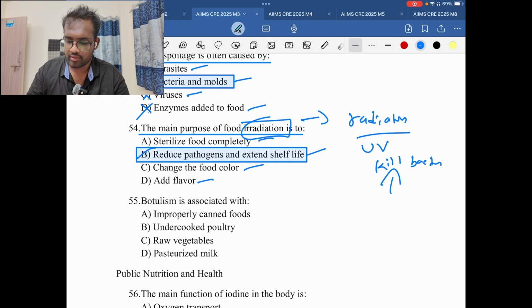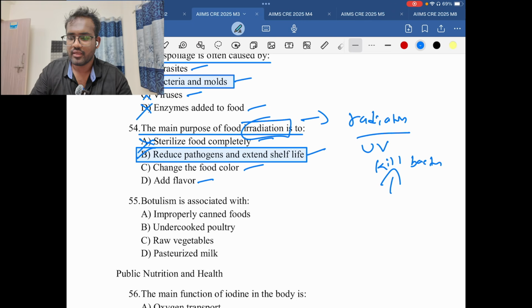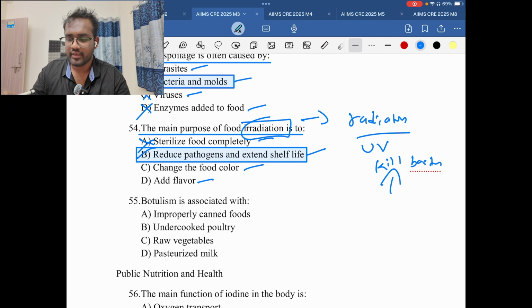Okay, sterilizing food completely is not the answer, because in food irradiation they will suppress the bacteria and extend the shelf life. It can't completely sterilize the food. And changing the food color is also not related, adding flavor is also not related to the irradiation process.